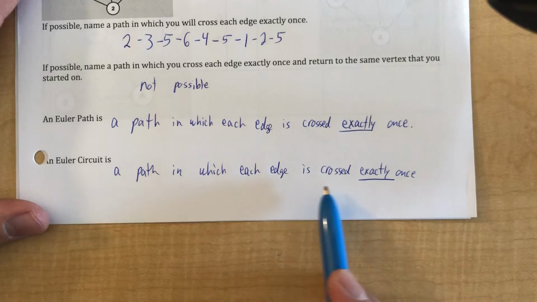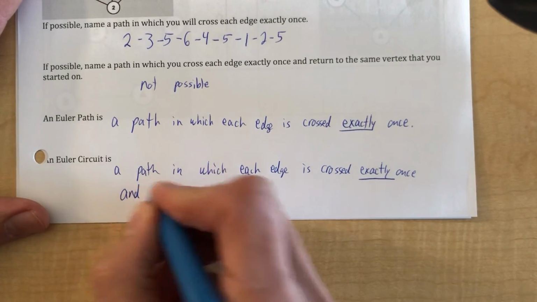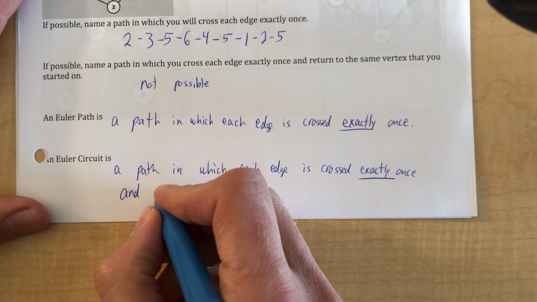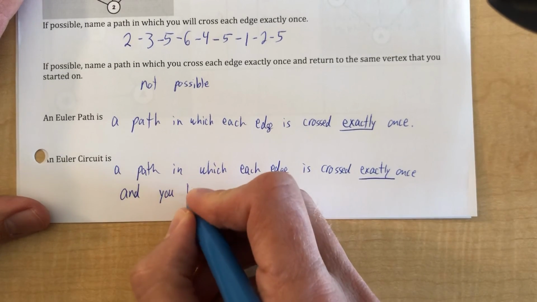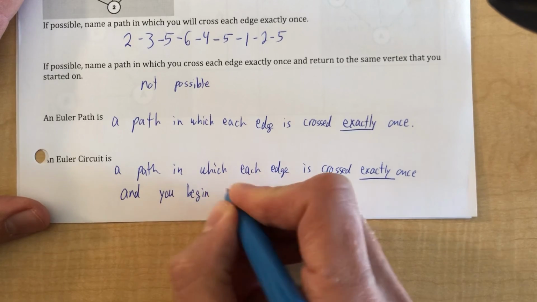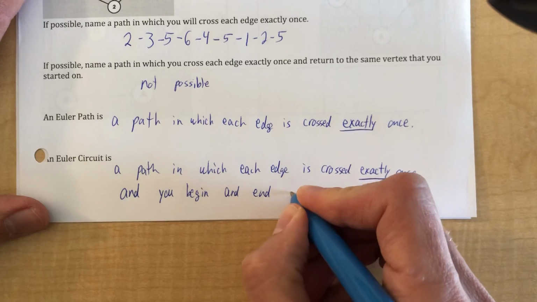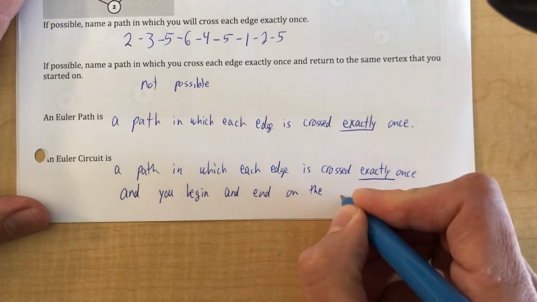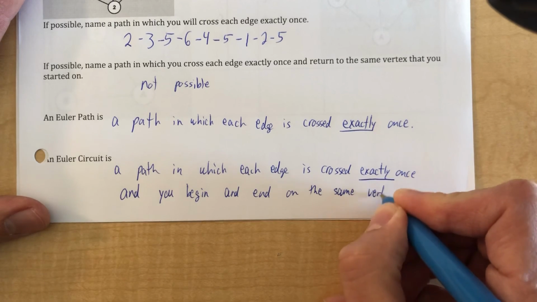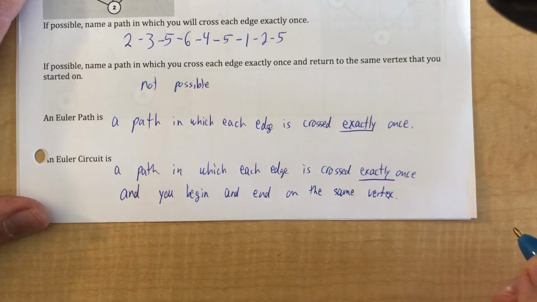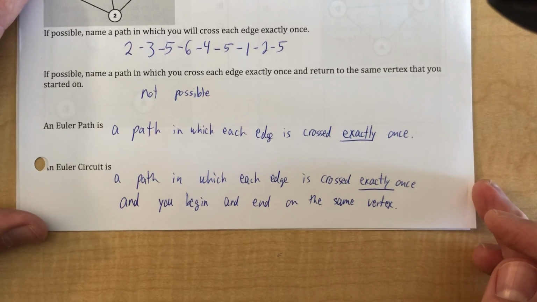So a path in which each edge is crossed exactly once, and you or me begin and end on the same vertex. Okay, that is the big idea so far.